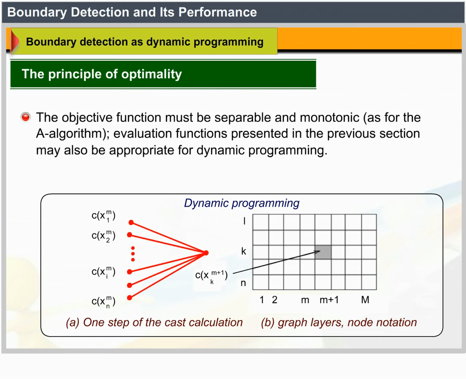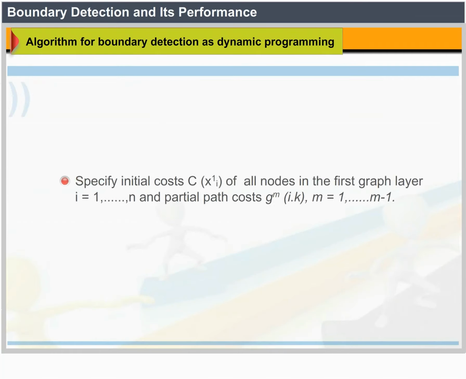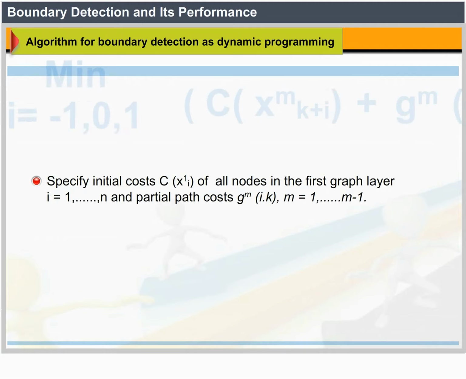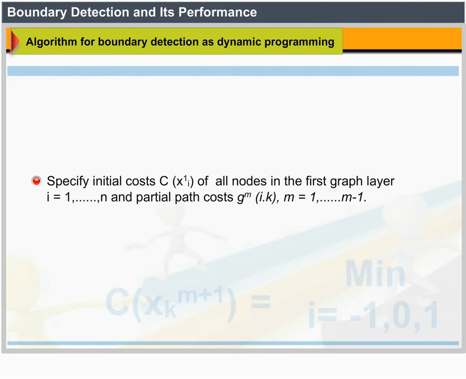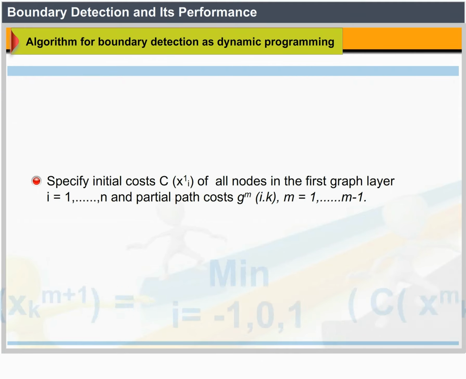Evaluation functions presented in the previous section may also be appropriate for dynamic programming. Algorithm for boundary detection as dynamic programming. Specify initial cost C(x_i) of all nodes in the first graph layer, where i equals 1 to n, and partial path cost g^m(i, k), m equals 1 to M minus 1.